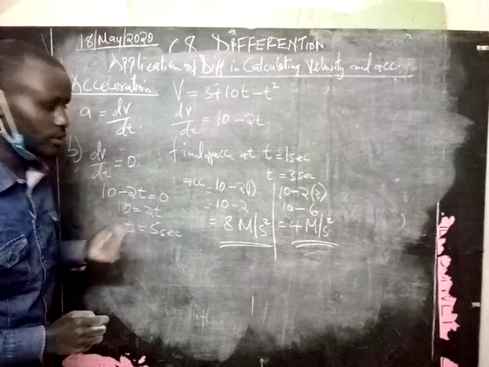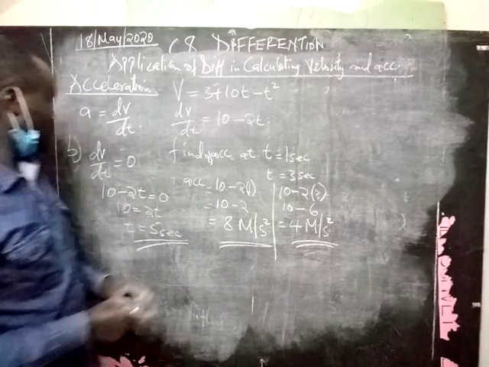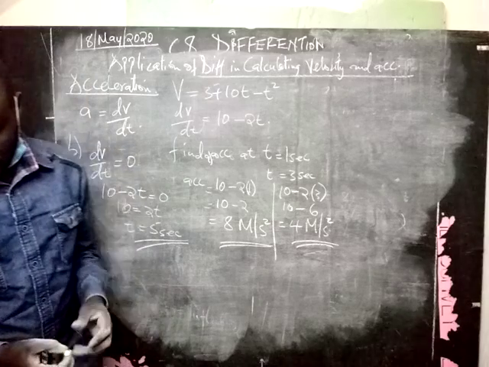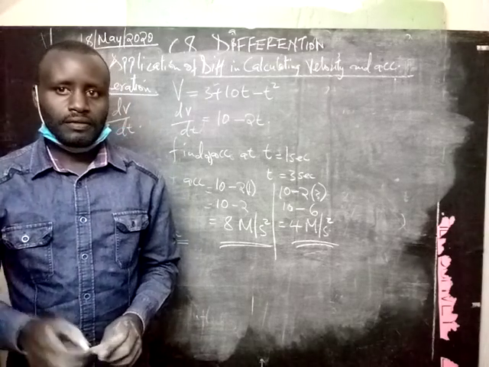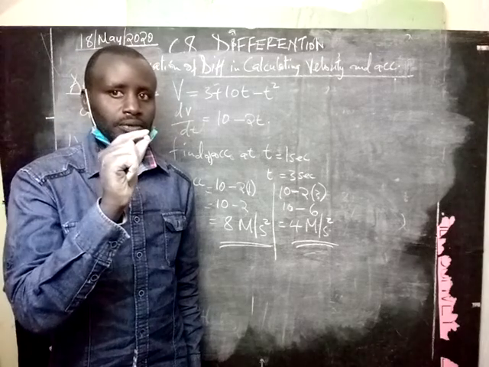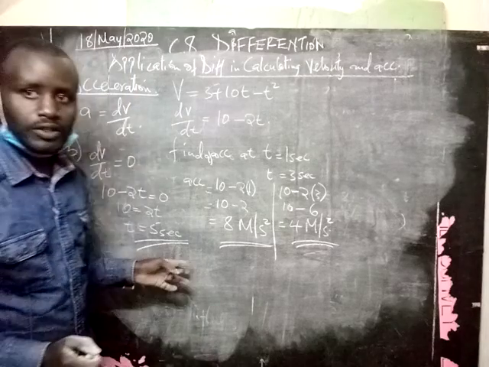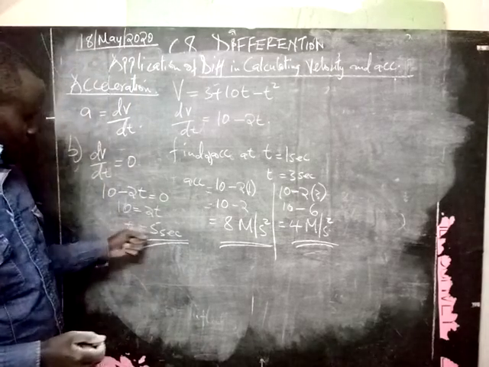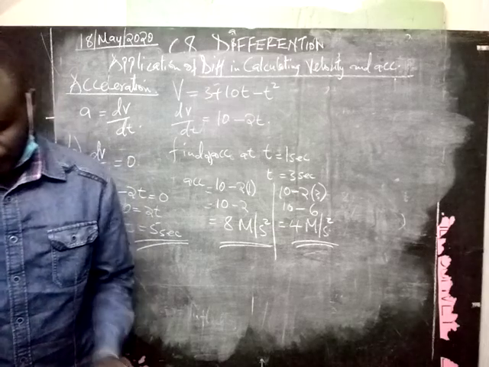So the time at which acceleration is 0 is after 5 seconds. At 5 seconds the acceleration is 0, with no increasing and no decreasing of the velocity of this particular particle. So that is the question.